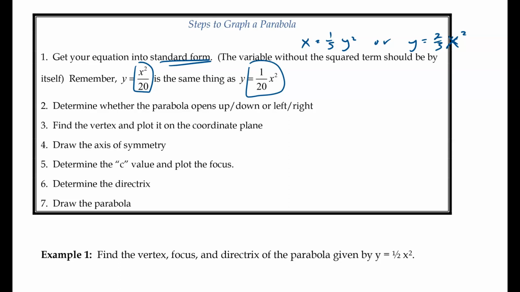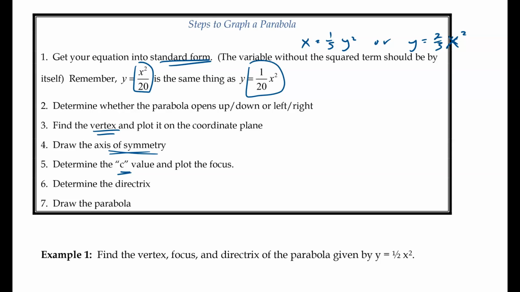You have to decide if the parabola opens up, down, left, or right. Then find the vertex and plot it in the coordinate plane. That's my number one thing: I always find the vertex. Drawing the axis of symmetry is okay, but it's not life or death if you can plot just a couple of points, because it reflects over. Determining the c value is huge because that helps us find the focus and also the directrix. And then we draw the parabola.